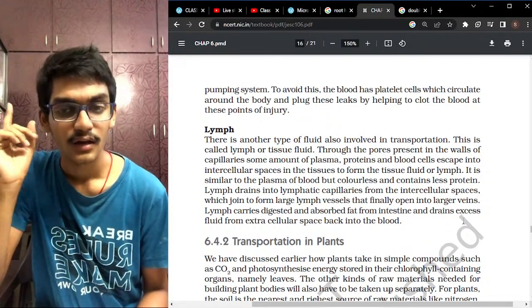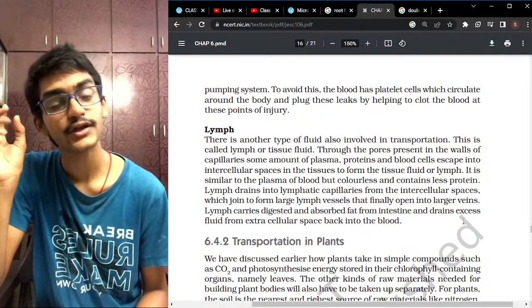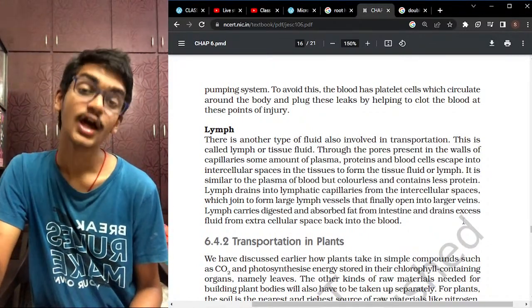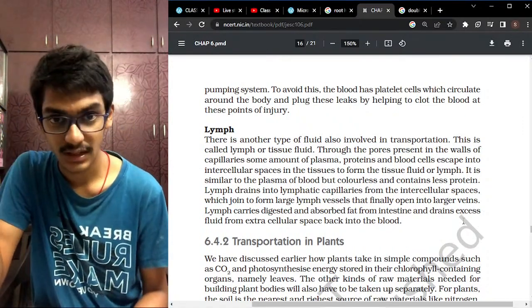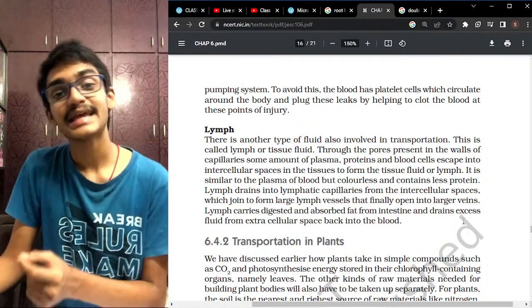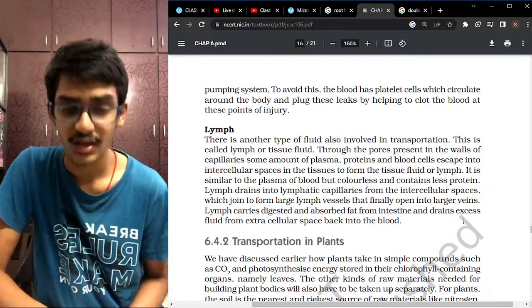Plasma has hemoglobin, because of which it is red in color, and it also has a higher protein content. Whereas lymph has a lesser protein content compared to plasma, and it is colorless because it has WBCs. This is the main difference that you can see between lymph and plasma.